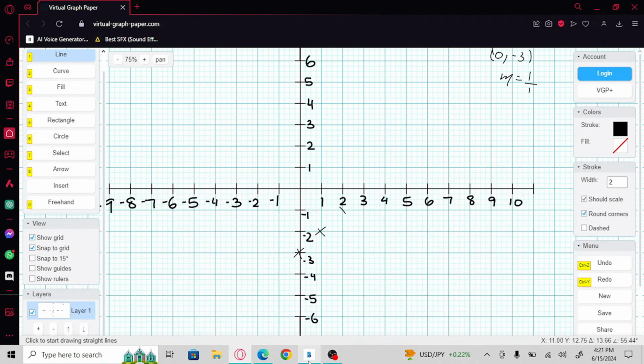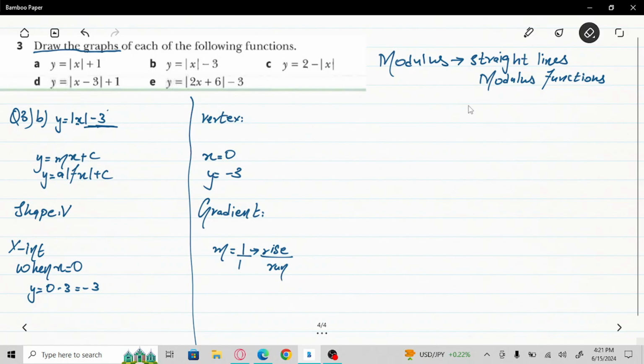Let me do this. Okay, on to part C. Let me erase it.